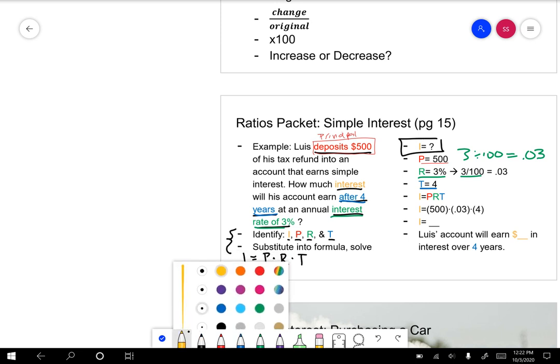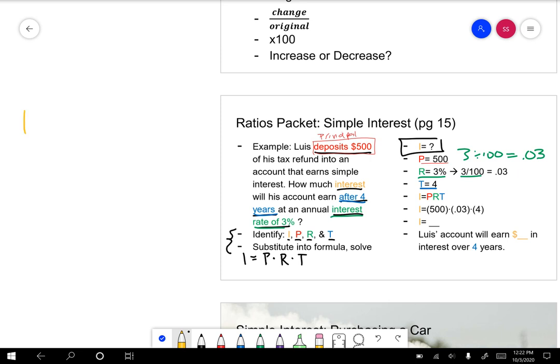Let me get the yellow. So we want to know interest. We don't know it yet. Next would be our principal. We know our principal amount was 500. And we would multiply that amount by the rate, the interest rate in decimal form. And we're going to multiply that also by the amount of time given, which is 4 years.